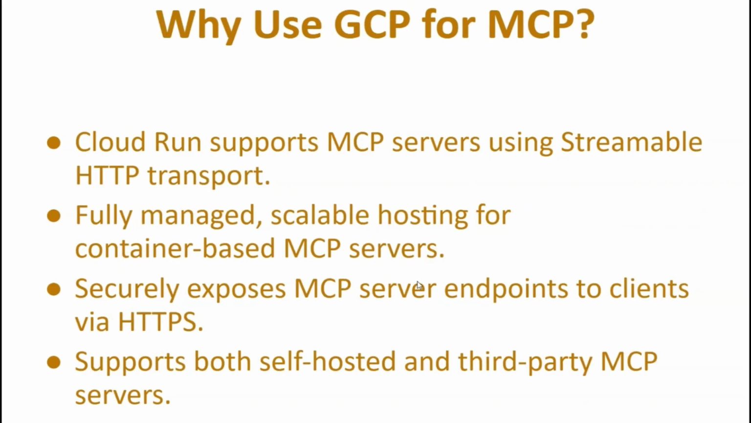So why use GCP, which is Google Cloud Platform, for Model Context Protocol? Google Cloud Platform is a powerful fit for hosting MCP servers, specifically Cloud Run, something I'll show you in the demo. It supports MCP servers that use streamable HTTP, making it easy to expose a scalable, secure endpoint to your AI agents. Cloud Run abstracts away infrastructure so you can focus on functionality, whether you're hosting your own server or using an official one from the community.